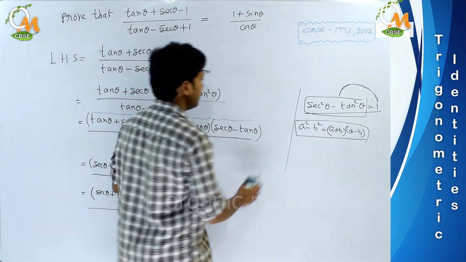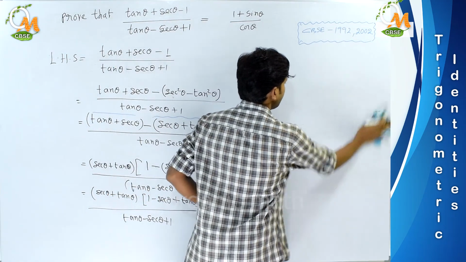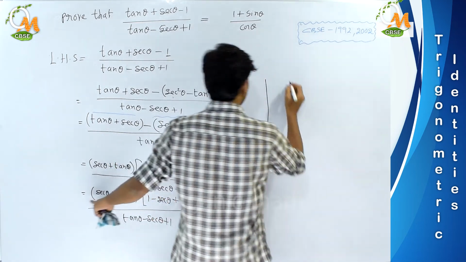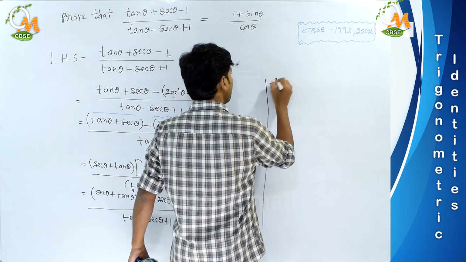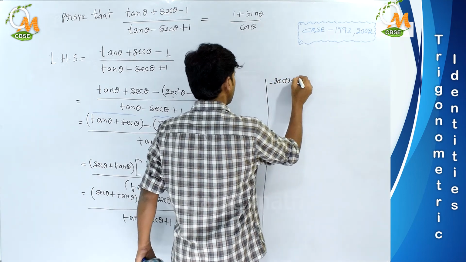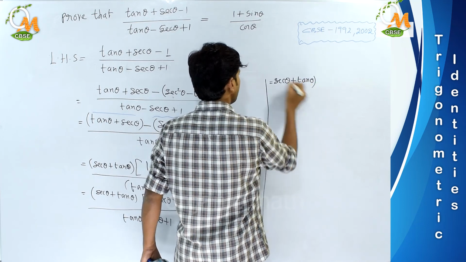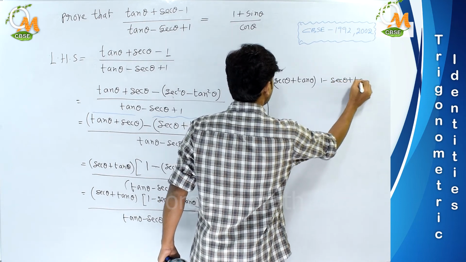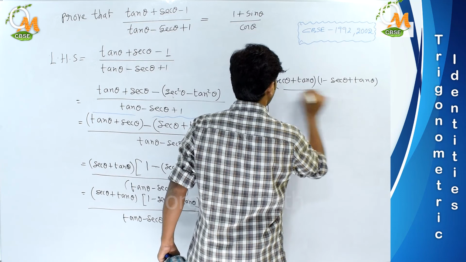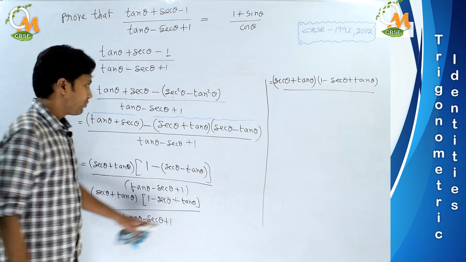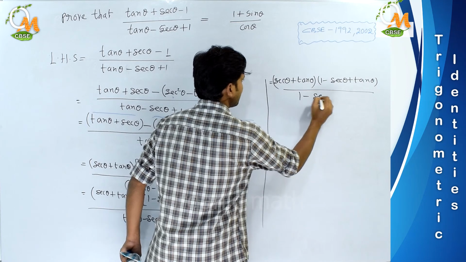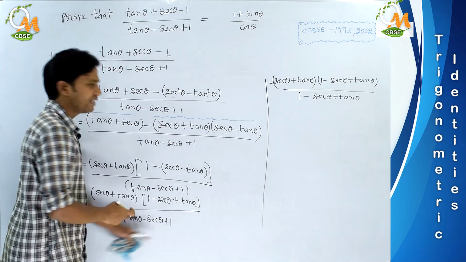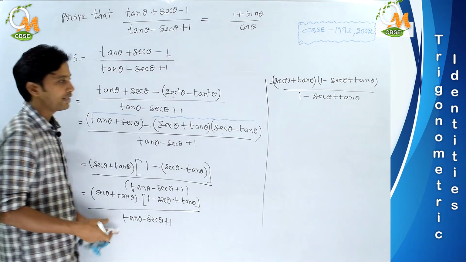Now just see here, let me write it here also. So let me write secant theta plus tan theta into 1 minus secant theta plus tan theta by, write this one first, 1 minus secant theta plus tan theta. Just see, I wrote this one here and tan theta here, that's it. I changed the order, same expression I wrote again.